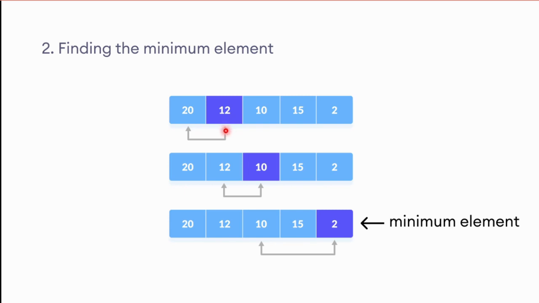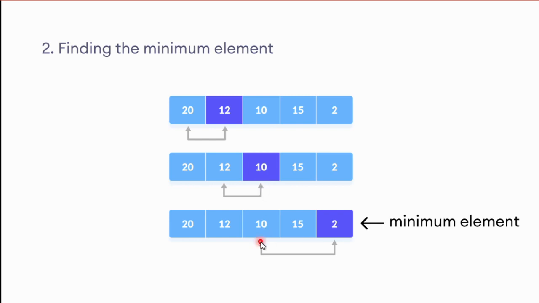And again, I'm going to compare the minimum element with the next element. So as 10 is smaller than the current minimum element, I'm going to update my minimum element as 10. So I'm going to compare 10 with 15. As 15 is larger, no need to update the min element.